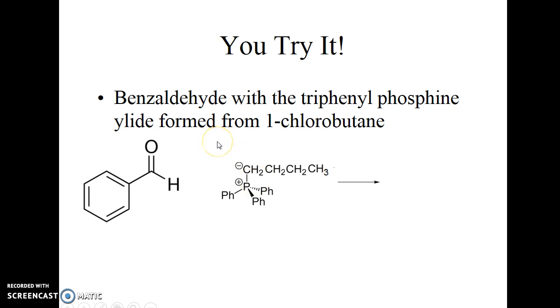What is a product of benzaldehyde with a triphenylphosphonium ylide formed from 1-chlorobutane? Well, this is the product. Notice you chop this off, chop that off, and stick them together as an alkene.